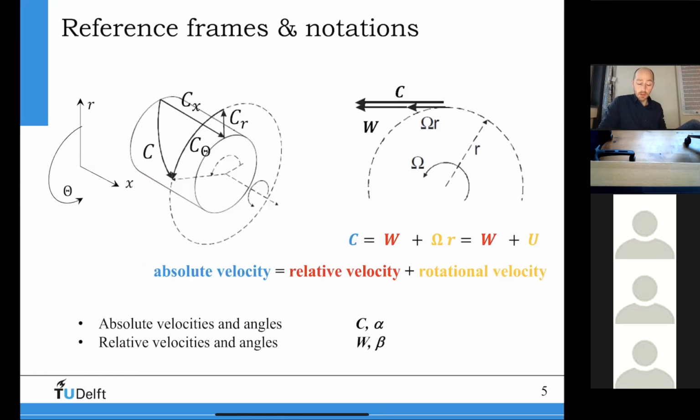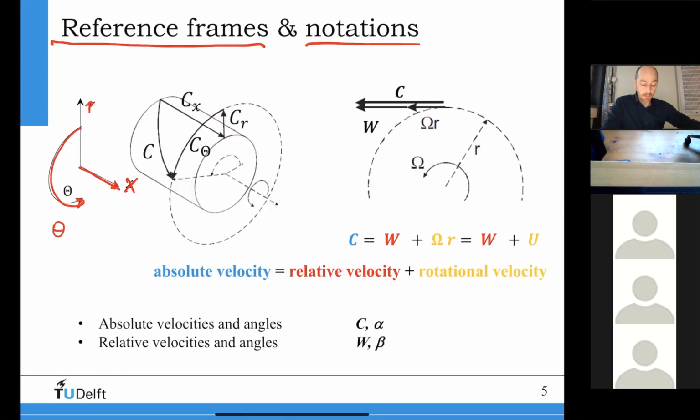Then, when I talk about nomenclature, you can see that we have several reference frames here, with their notations. This is polar coordinates, or cylindrical coordinates, that we are going to use. We have X for the axial component, then we have R for the radial component, and of course we have theta for the tangential or circumferential component.